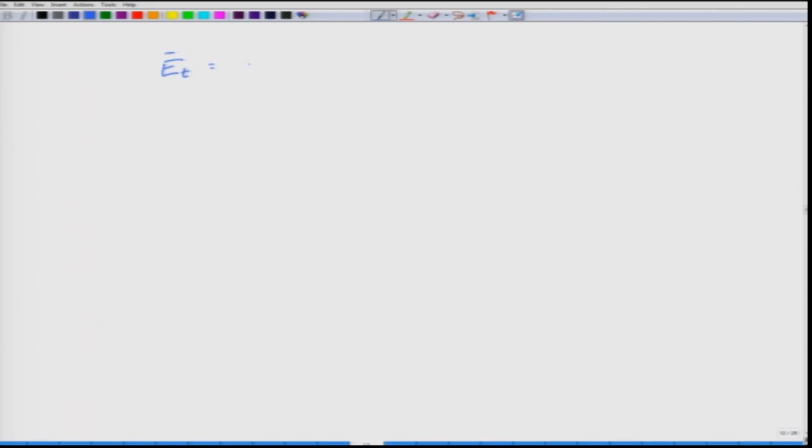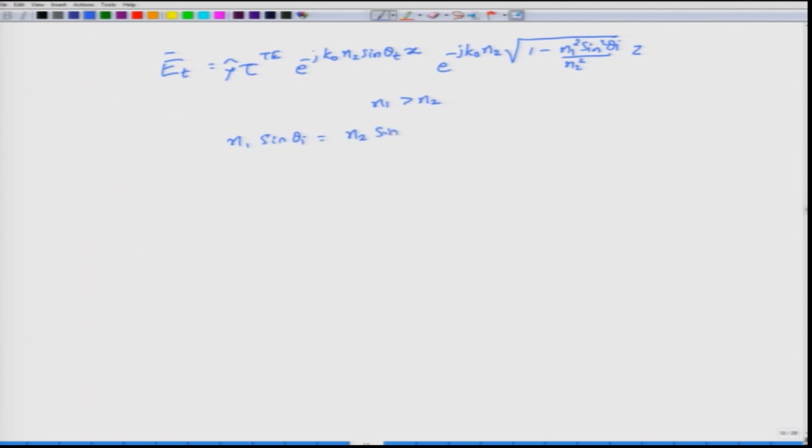What I have will be the transmitted electric field directed along the y axis, tau_T e_y hat e^(-j k_0 n_2 sin theta_t x), and I am going to just split the exponential function. So, I will have e^(-j k_0 n_2 square root of 1 minus n_1 square sin square theta_I divided by n_2 square times z). Please remember that n_1 is actually greater than n_2. And what is our Snell's law? n_1 sin theta_I is equal to n_2 sin theta_t.